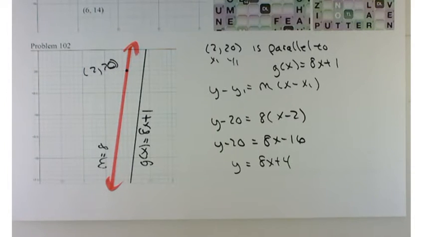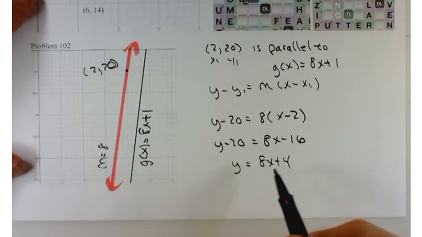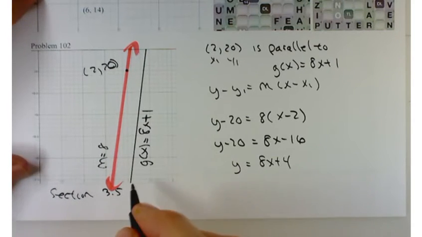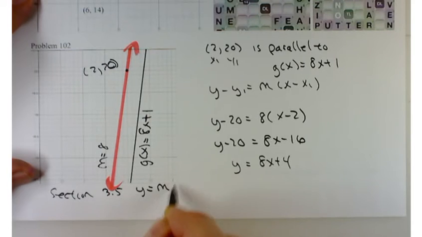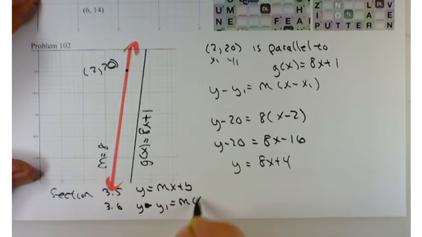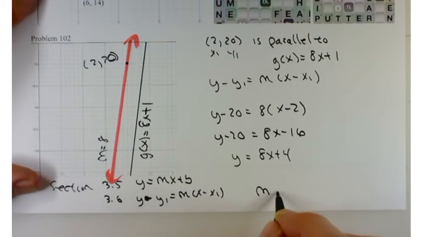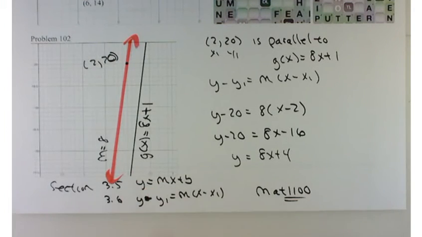Okay, if you need extra help with some of these ideas, section 3.5 will give you help with y equals mx plus b, and 3.6 can give you help with the y minus y1 equals m times x minus x1. You can search around for videos on YouTube. My Math 1100 course should have videos that correspond to both of those, so if you want to get a little extra help, you can do it that way.